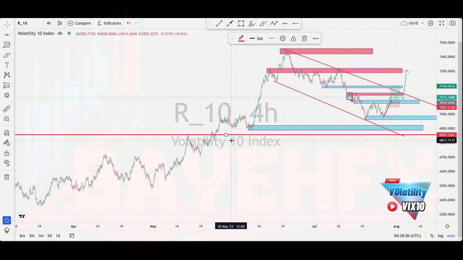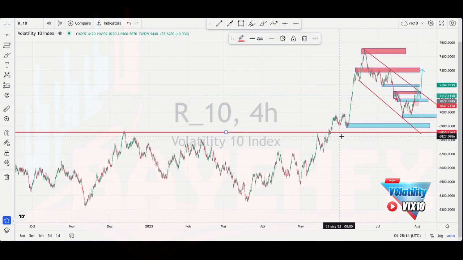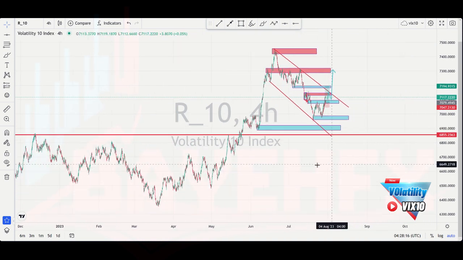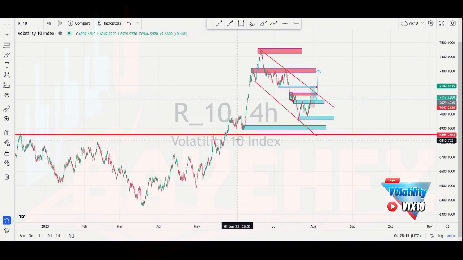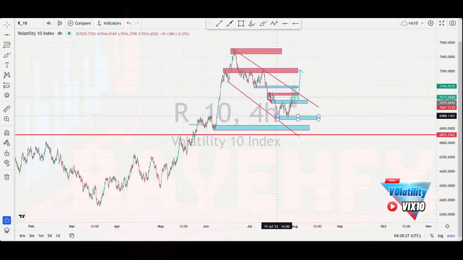This tells you that if the zone is very valid, after a breakout, the market comes back, retests, and then continues to the upside. So what are we having here on the higher time frame on VIX10? As you can see, we have the bullish push, and now we are in a correctional channel, and this channel is what we call a bullish flag in the form, right?